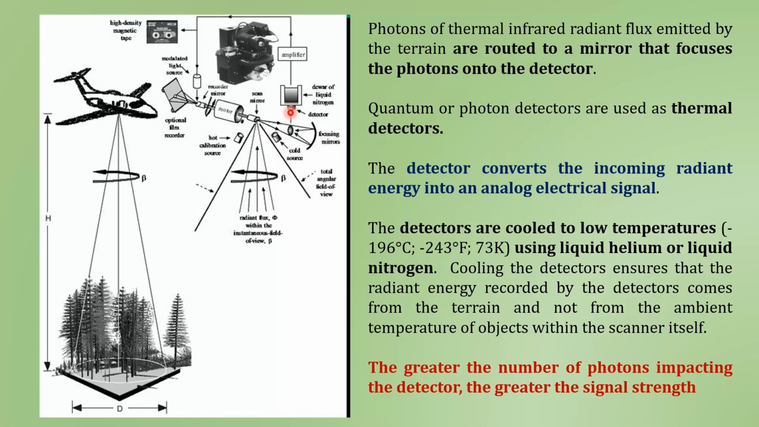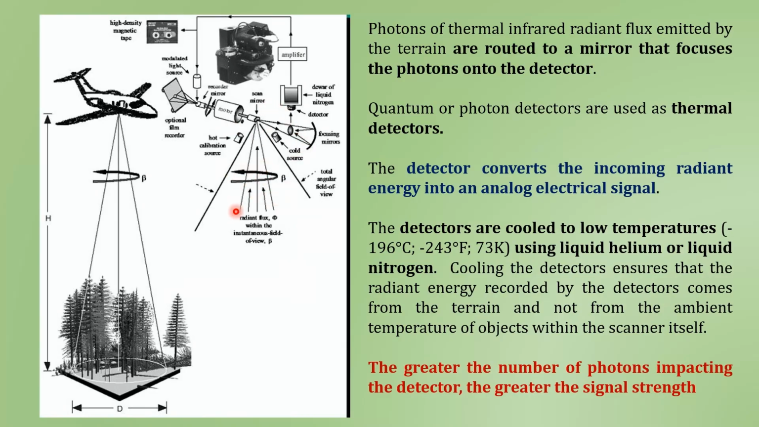These thermal detectors are used along with liquid nitrogen. The detectors are cooled to low temperatures of about minus 196 degrees Celsius, or minus 243 degrees Fahrenheit, or 73 Kelvin, using liquid helium or liquid nitrogen. Cooling the detectors ensures that the radiant energy recorded by the detector is coming from the terrain, not from the ambient temperature of the objects within the scanner itself.